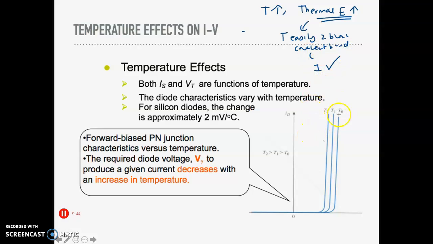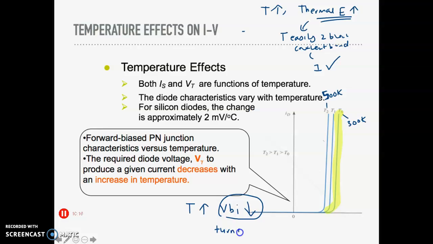So if you see here, T0 is 300K, and we increase the temperature, let's say to 500K. So what will happen to your IV characteristic? Let's say the blue one here is at room temperature. As you increase the temperature, your VBI will be much lower. Why? Your turn on voltage.